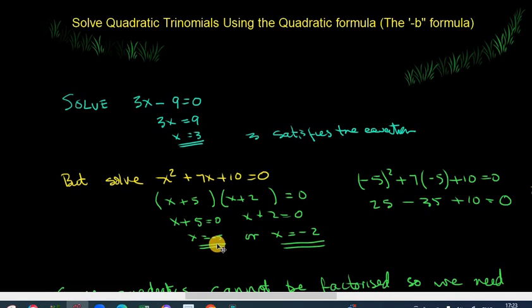If I want to validate that they are the right ones, I can put a negative 5 back into this equation to see that it works. So negative 5 squared, because it's an x squared here, you see, so square it, plus 7 times negative 5 plus 10. That's going to give you 25 minus 35 plus 10, which is indeed equal to 0. So minus 5 satisfies this equation. Minus 5 is an answer. So is negative 2. That's an answer as well.